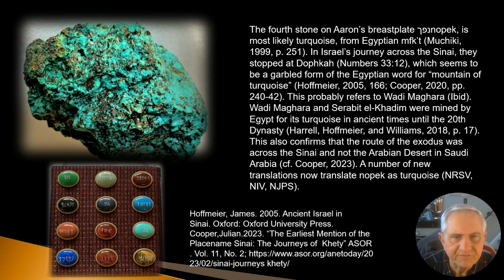And the fourth stone is turquoise, from Nopek, the Egyptian word. We think that's where it comes from. And in Israel's journey across Sinai, they stopped at Dophkah, which seems to be a garbled form of the Egyptian word for mountain of turquoise, according to Hoffmeier and Cooper.